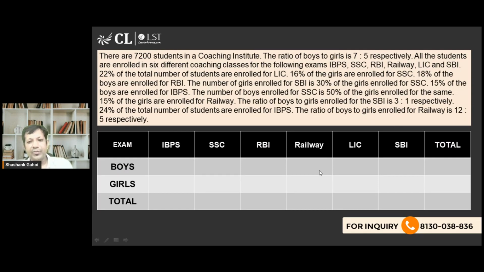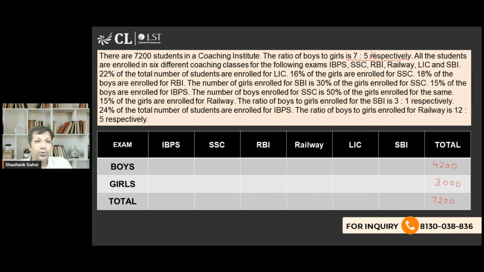So what is the first thing that we are going to do? The total number of students is 7,200. The number of boys to girls is in the ratio of 7:5, means number of boys are going to be 7 by 12 of 7,200. So number of boys are going to be 4,200 and number of girls are going to be the remaining, that is 3,000. This is the statement that is given to us and we have used it, so I am going to cross it. Why am I crossing it? Because when I cross it, it means I've used that statement and I don't need it any further.